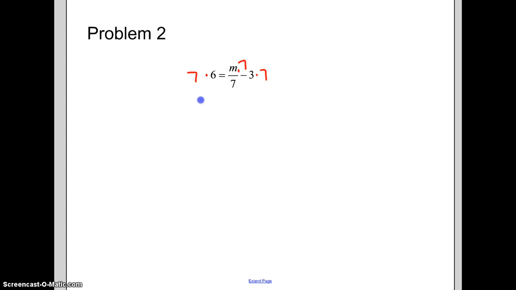6 times 7 is 42. M over 7 times 7, the 7's cross out and you're left with just m. And then negative 3 times 7 is negative 21. Next, is there an addition? In this case, there is not, so we keep going. Is there a subtraction? Yes, there is. We have a minus 21, so we're going to add 21 to both sides of the equation.